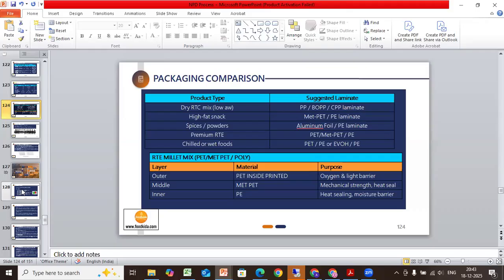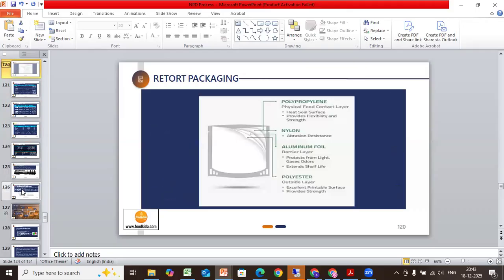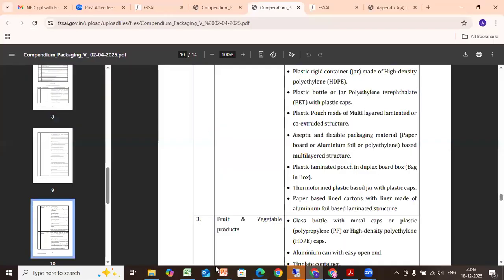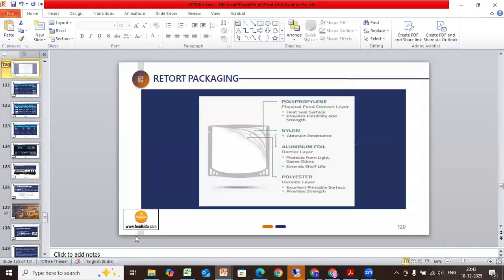So now we will move to secondary packaging, and how to take care of designing of secondary packaging. Sir, I have a question. What is Tetra Pak packaging? Is it PET or a multi-layered packaging? I will show you that. I think it's multi-layered. It is multi-layered. This is what a Tetra Pak is.